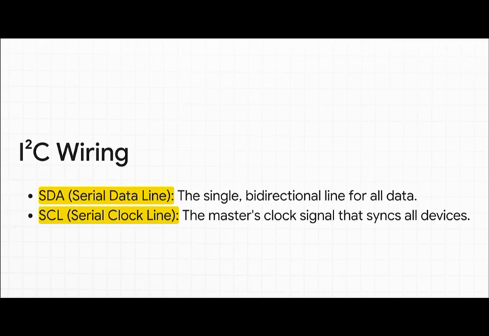Well, first you have SCL, the serial clock line. That's the heartbeat we were just talking about, and it's generated by the main master device. Then you have SDA, the serial data line. And here's the really clever part. This single line is bidirectional. That means data can flow both ways on the very same wire.